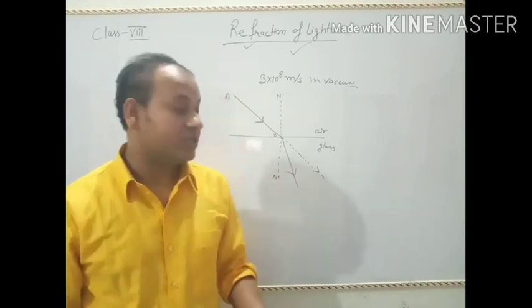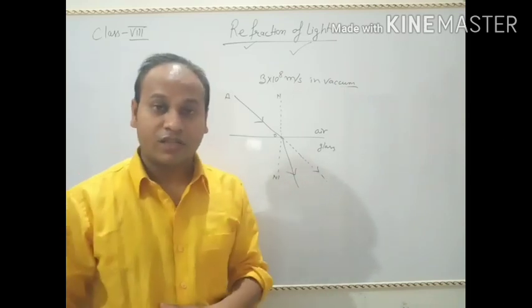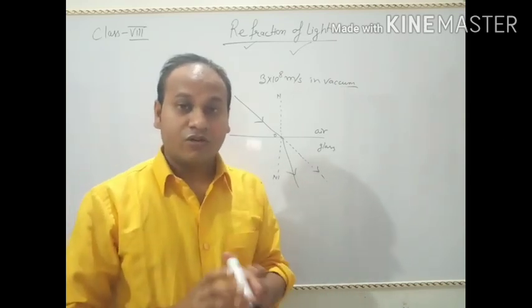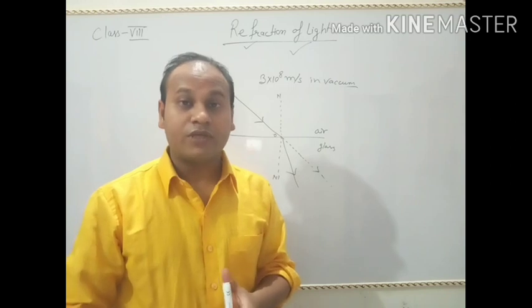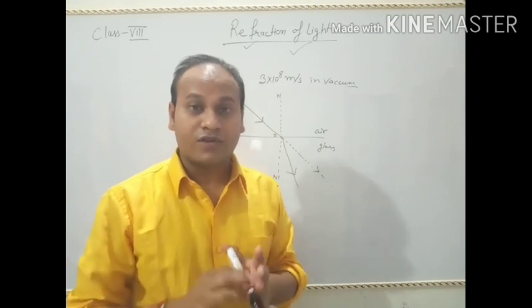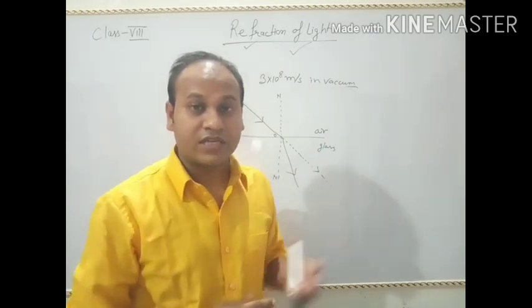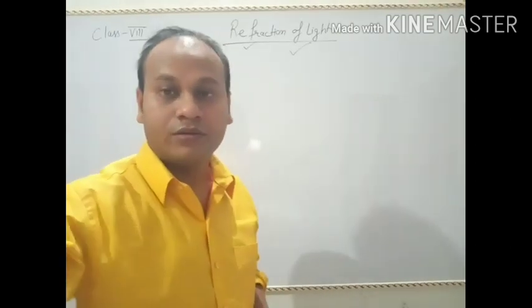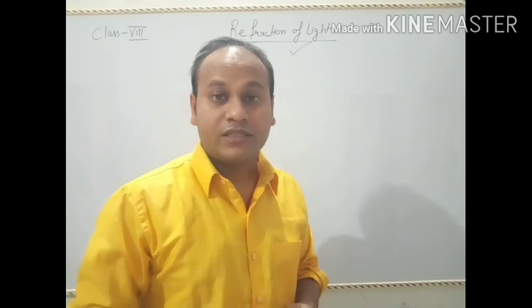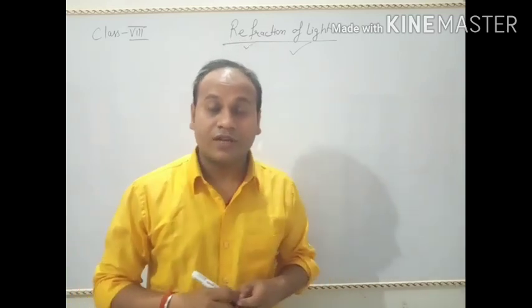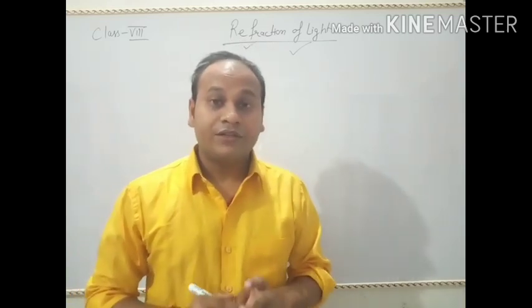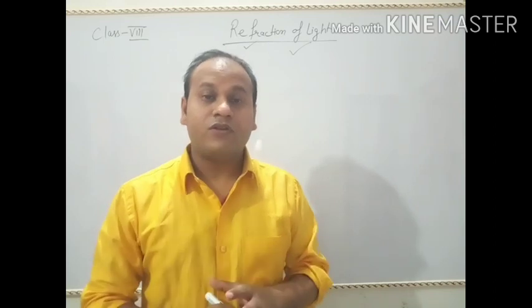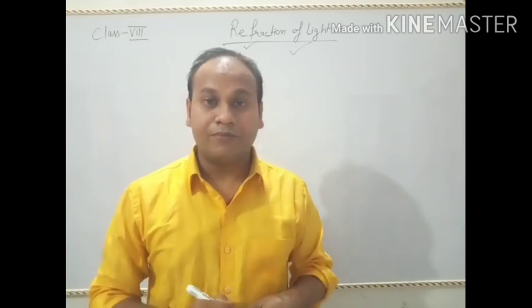This bending of light is known as the refraction of light. Clear? Now let us move to another topic: what is the cause of refraction of light, why this refraction takes place. If we talk about the cause of the refraction of light, the main cause is the different velocity of light in the different medium.